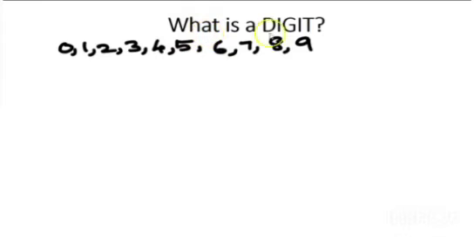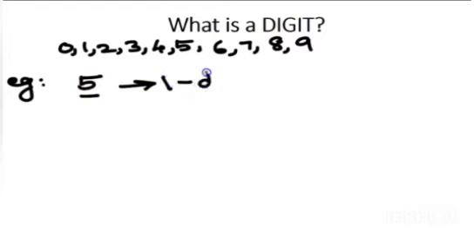First, let's learn from the basics. What is a digit? A digit is any number from 0 to 9, that is 0, 1, 2, 3, 4, 5, 6, 7, 8 and 9. For example, if we take a number 5, as you can see there is only one digit 5 here. So this is a one digit number.